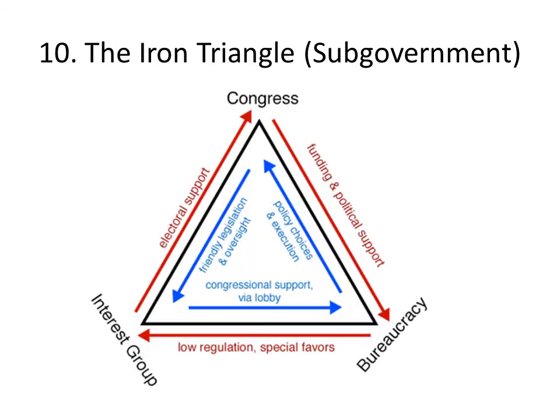Finally, students want to go back and reflect on the concept of the iron triangle or subgovernment. This, of course, is the belief that the policy-making process basically funnels through three institutions: the committees of Congress, interest groups, and the bureaucracy, and that each of them provides important resources that can help the other two out during the process.